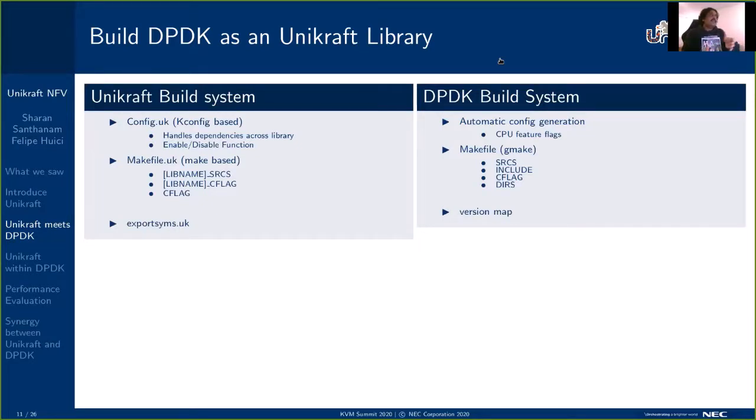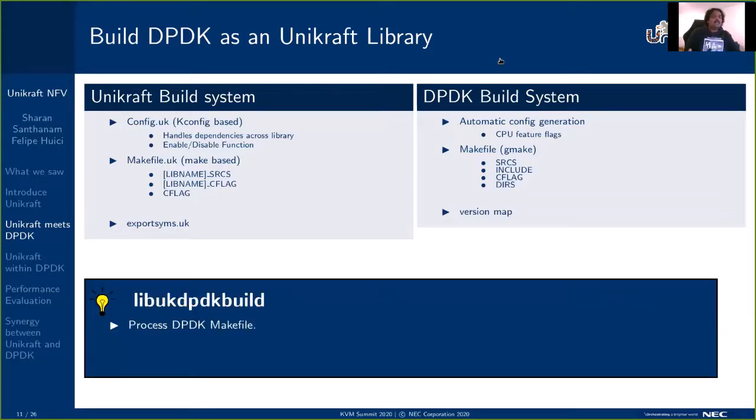There is also something called export syms in Unikraft, which tries to hide unnecessary functionality of a library from other libraries. Similarly, DPDK has a version map equivalent. To address these differences, we came up with a solution using a typical Unikraft approach, which is to build a library around it. We called this library the DPDK build library.